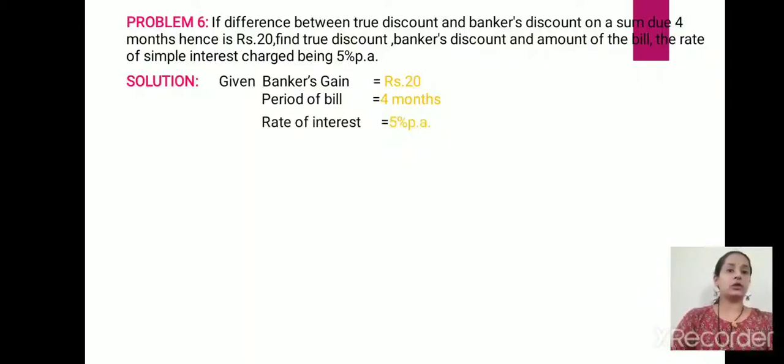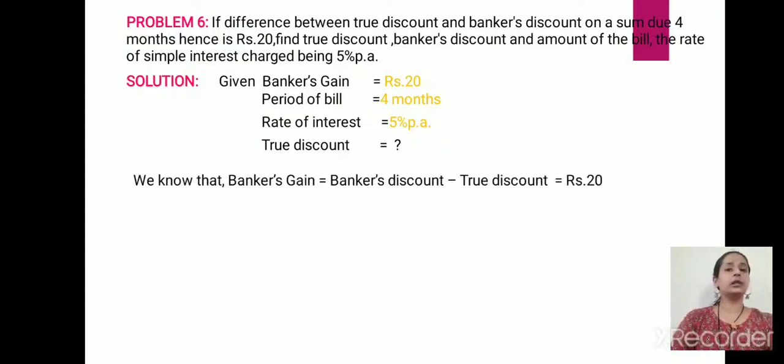Now we start solving the problem. Now if you see, what are the things that we have to find? True discount, banker's discount, amount of bill. Now we start solving. Banker's gain formula: banker's gain is equal to banker's discount minus true discount. That is 20 rupees you have as banker's gain. Now see another formula for banker's gain. Why have I written this? Because how did you get banker's gain? You got banker's gain rupees 20 from the data.